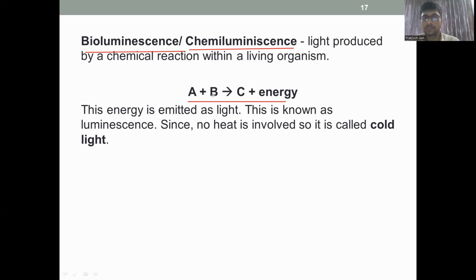Suppose this is our chemical reaction. Some substances A and B chemically react to produce C and some energy. This produced energy is emitted as light, and this is known as luminescence. When this chemical reaction is taking place inside a living organism, inside a biological entity, this is called bioluminescence. In this process, no heat is involved, so it is also called cold light.